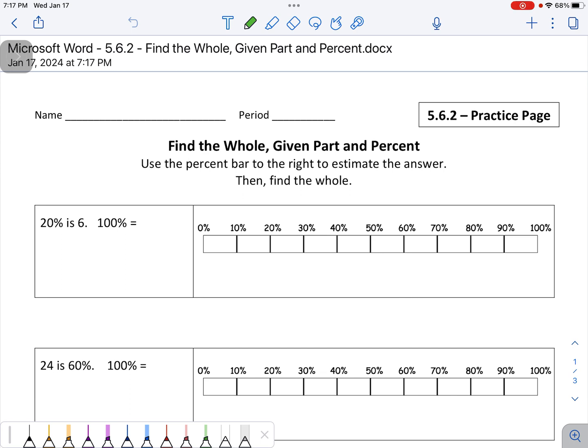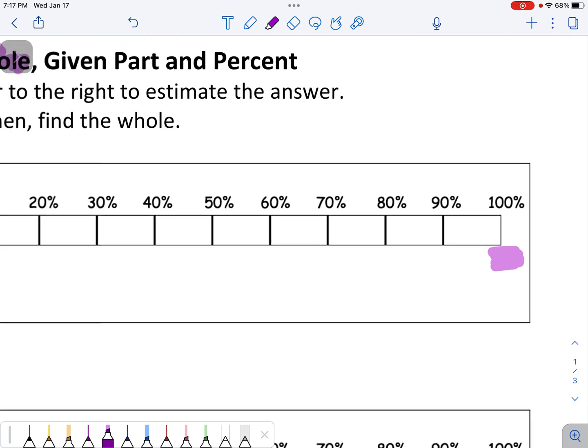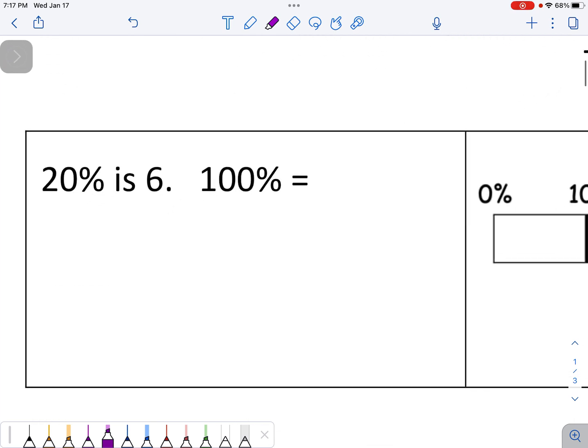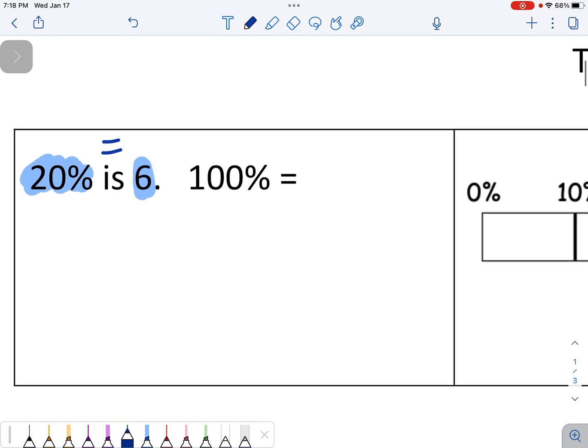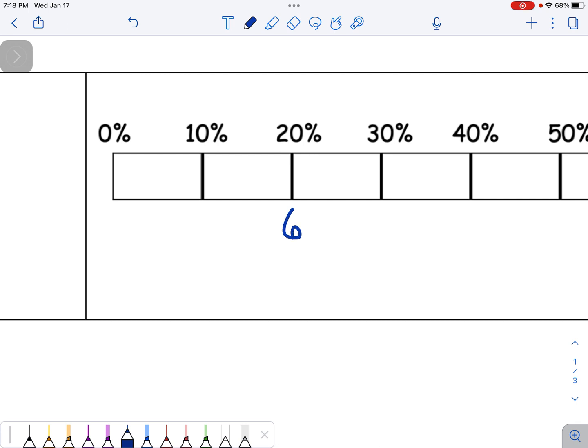In this problem, we have to find the whole. We have to find the number that 100% represents. But it's going to tell us two important pieces of information. It's going to tell us the part, in this case 20%, and the value of that part. This is saying 20% equals 6. So when we find 20% over on this bar, we can write 6.